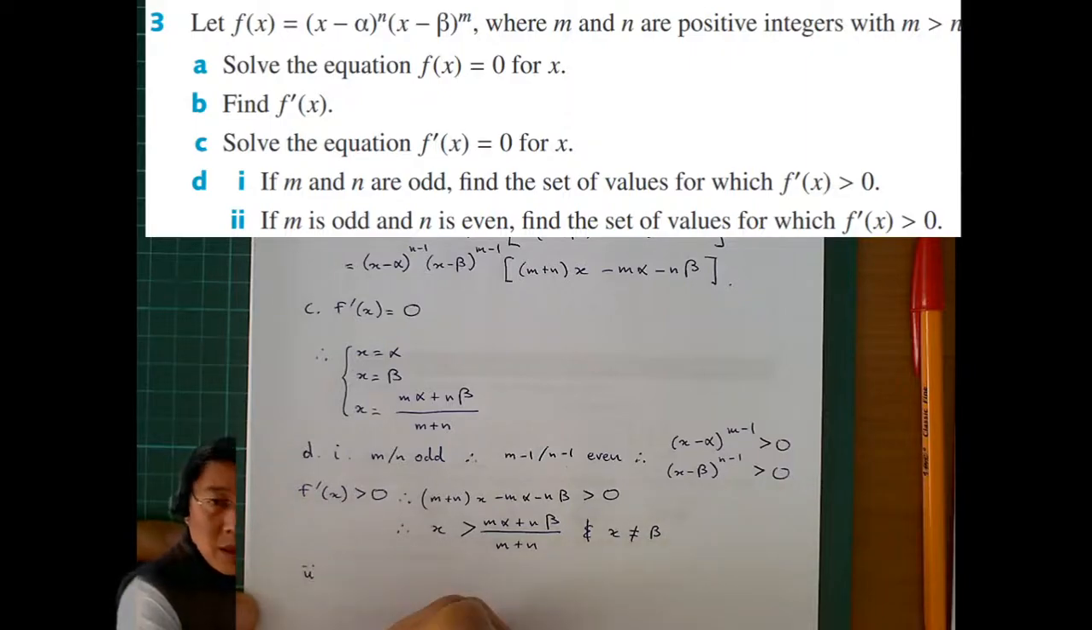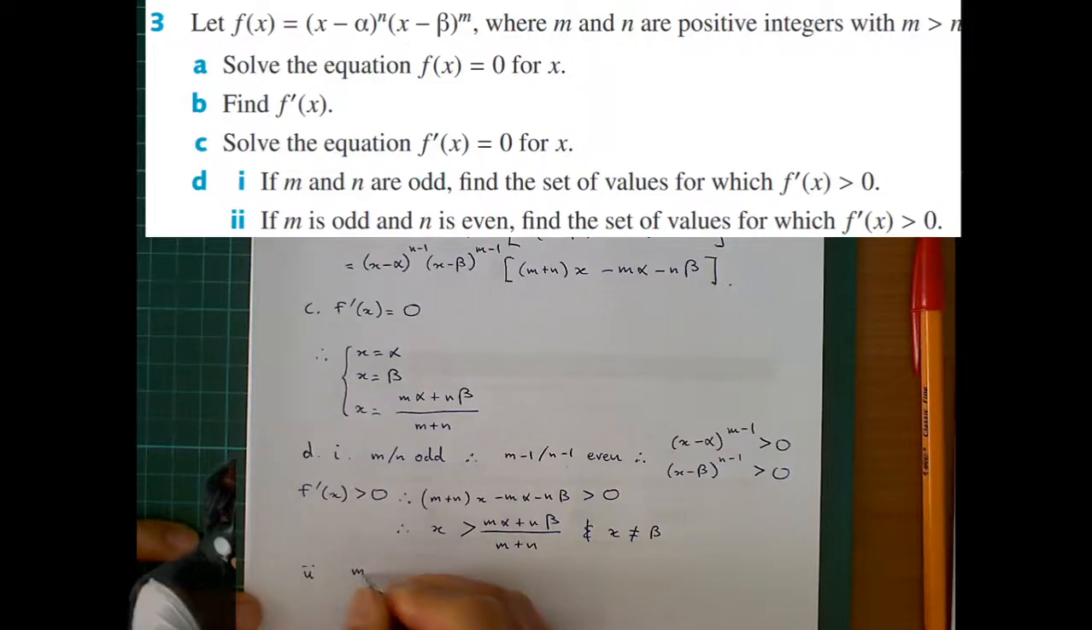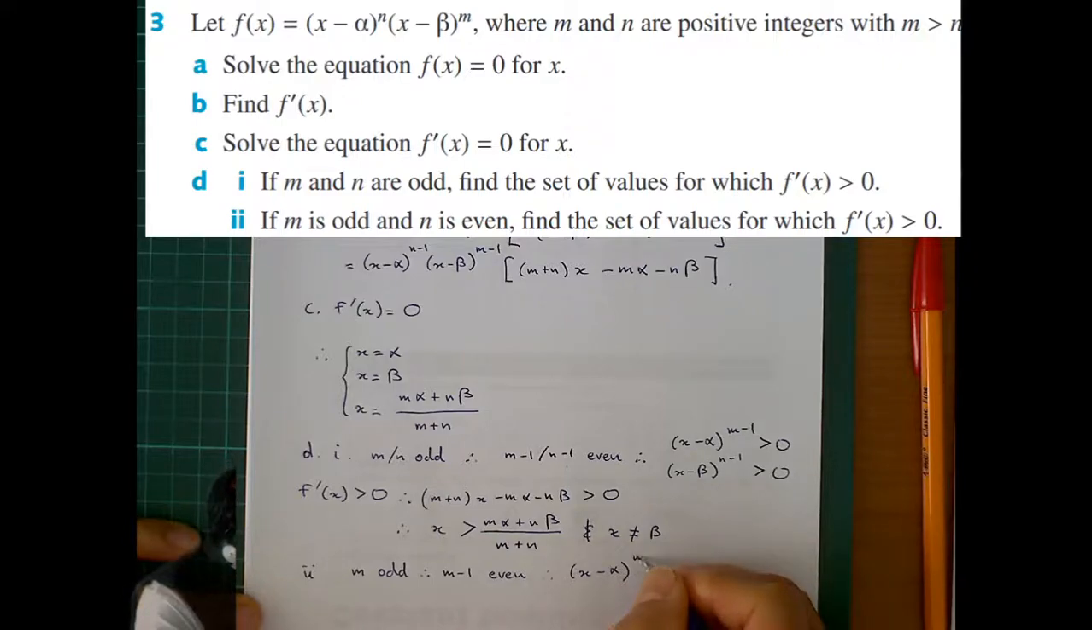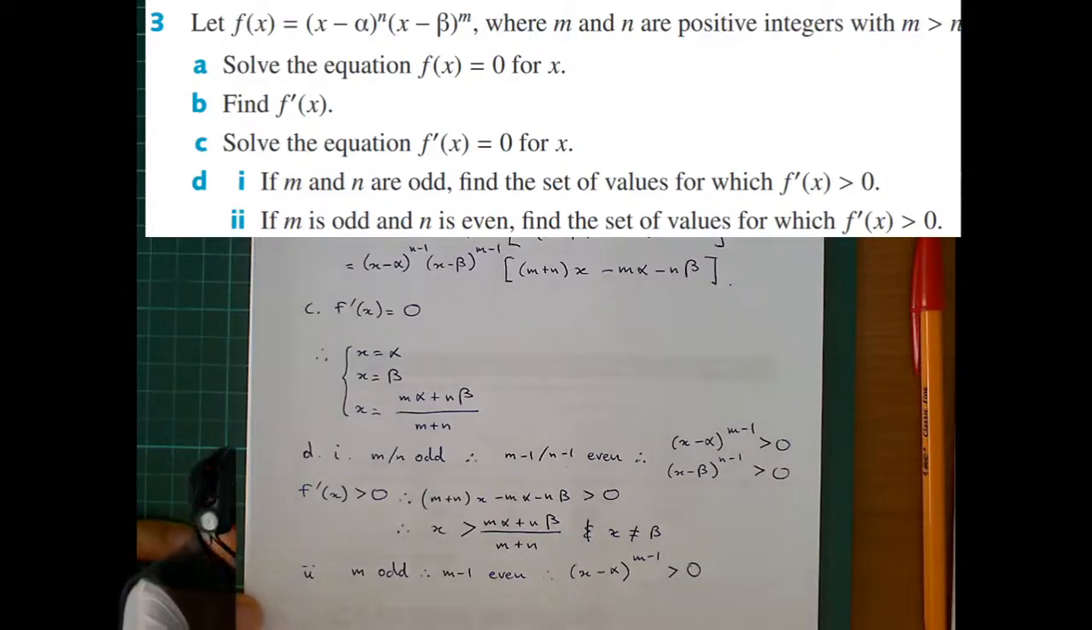2i. m is odd. If m is odd, it implies that m minus 1 is even. m minus 1 even means x minus alpha to the power of m minus 1, that's one of the factors of the derivative, is still positive. It's still greater than 0.